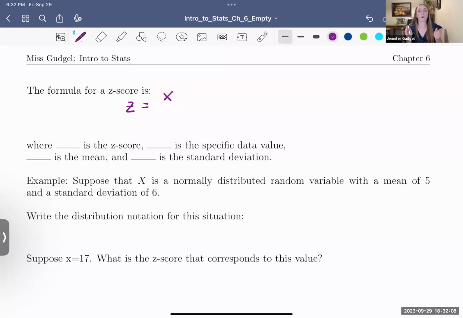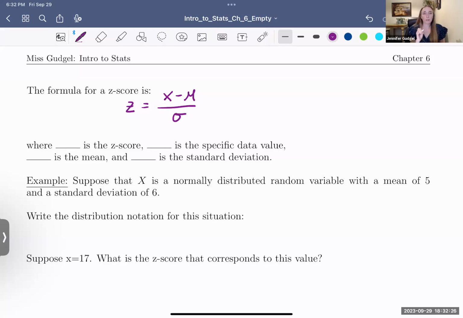Remember the z-score is how many standard deviations away from the mean, which is why we subtract the mean, the distance between the data value and the mean, but we want to scale that to be standard deviations, which is why we are dividing by sigma. We're dividing by the standard deviation.